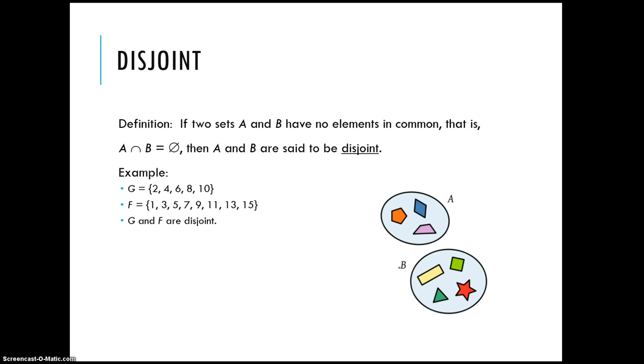Let's look at a numeric example. So let's say that we have the sets G and F. Set G is the even numbers, 2 through 10. Set F has the odd numbers, 1 through 15. These two sets are said to be disjoint since they have no common elements.